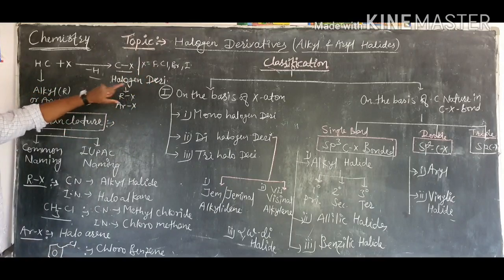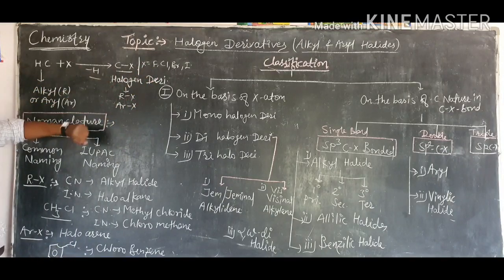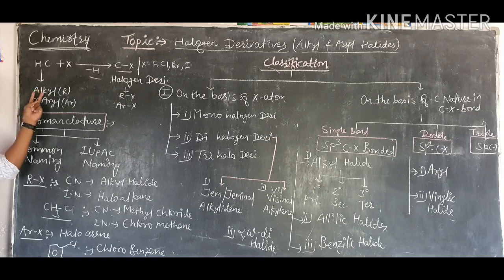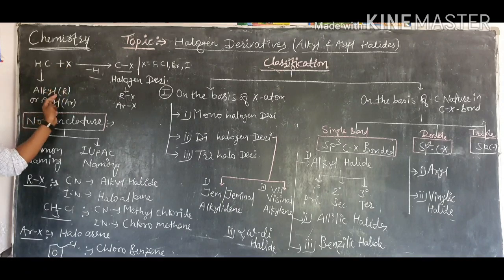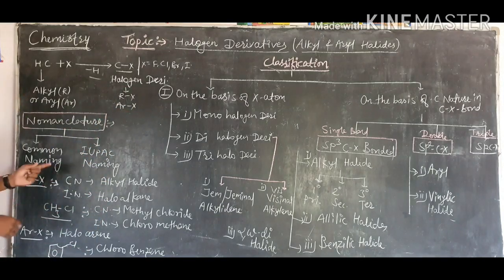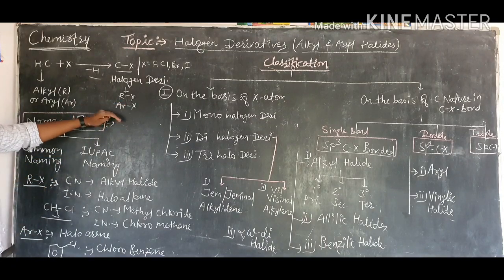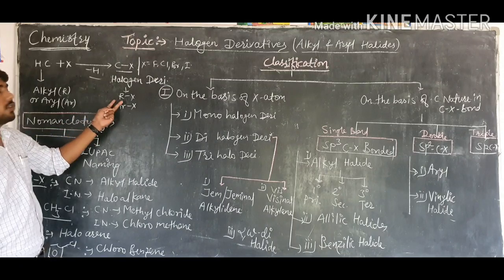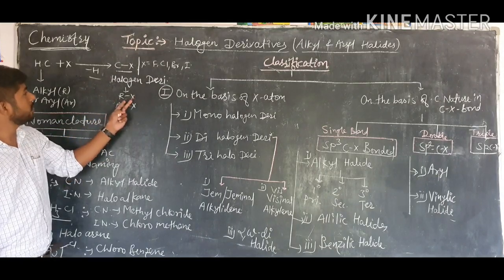In this compound, the halogen derivative may come from a hydrocarbon, and the hydrocarbon may be of two types: alkyl and aryl. Alkyl, if it reacts with a halogen, forms an alkyl halide, and aryl, if it reacts with a halogen, forms an aryl halide. So alkyl halide and aryl halide are the two most common halogen derivatives. They may contain any type of carbon sequence and any halogen.